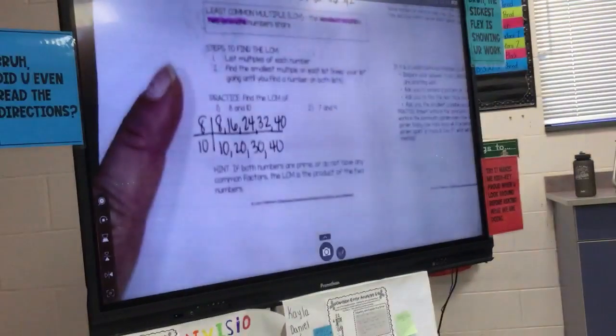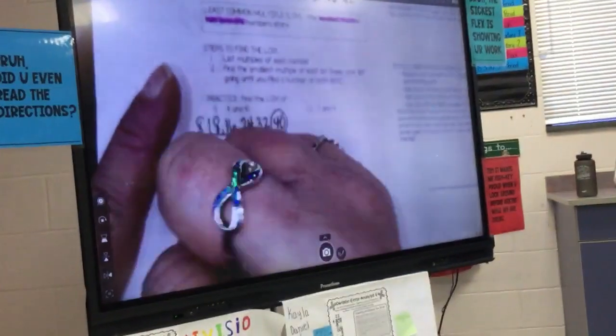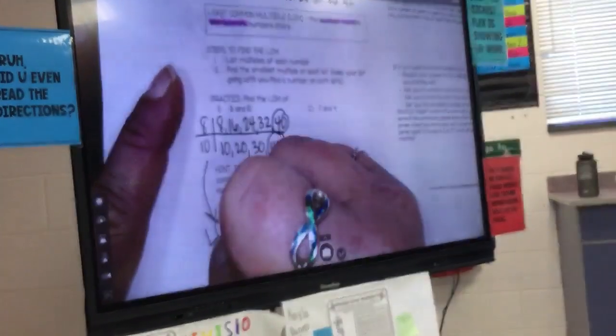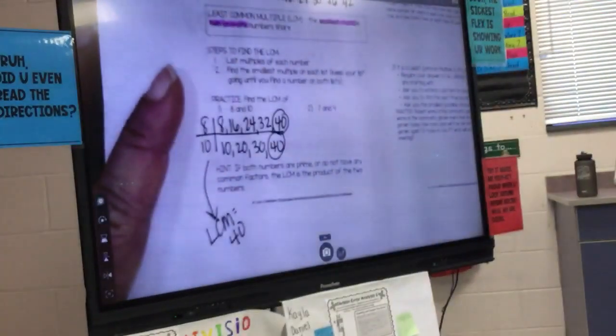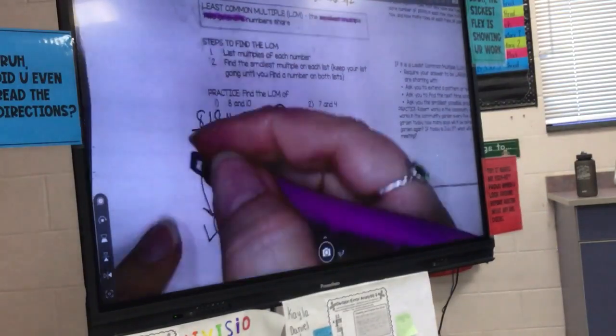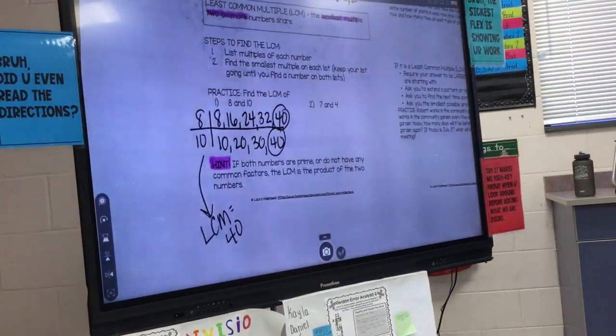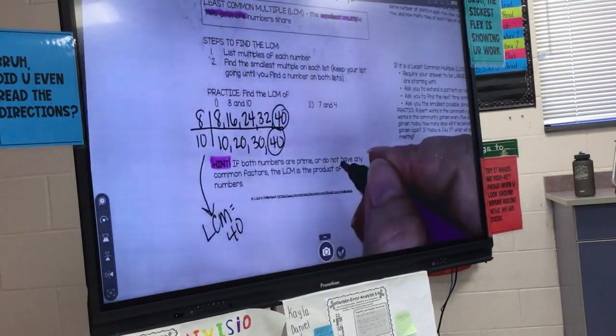Why am I stopping? Summer. Okay. So this is our LCM, which is 40. Now, I want you guys to look at this hint down here. It says, if both numbers are prime or do not have any common factors, the LCM is the product of the two numbers.